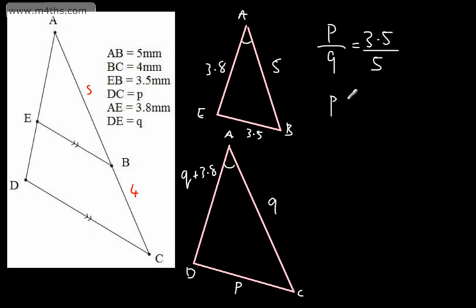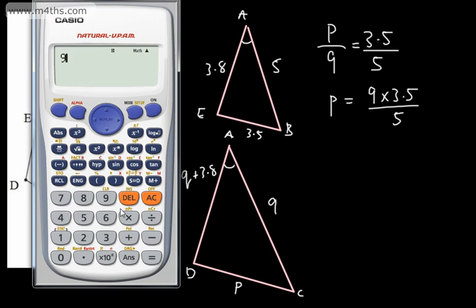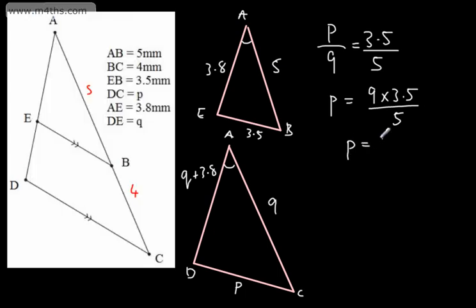So P is going to be equal to 9 times 3.5 over 5. Let's just whack that into the calculator. So 9 times 3.5, and then we will divide that by 5, and that's going to give us 6.3. So P is equal to 6.3.